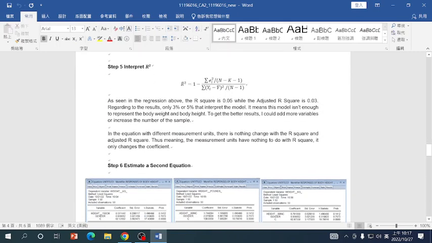So let's interpret the R squared. Well, it's nothing new here. We have quite a low R squared, and it seems that our model doesn't really fit with reality. So here I just repeat what I already said. You use different measurement units. Nothing changed with the R squared because we keep the same data sample.